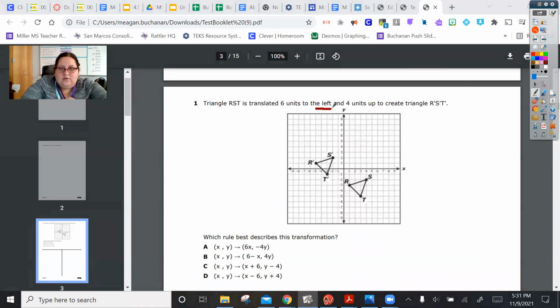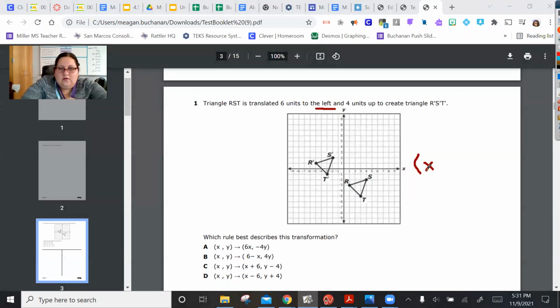So left, that means we're going to subtract from x. And we're going 6 units, so x minus 6. Up means we're going to add. So this was subtraction, this was add, and y plus 4. So that's going to be D. That's how we do it: left is subtraction, right is addition to the x, up is plus, down is minus to the y.